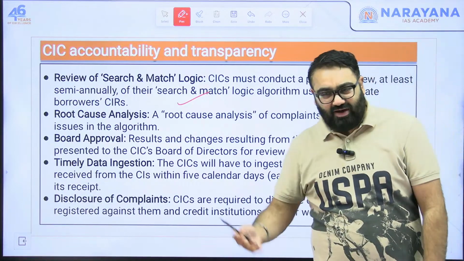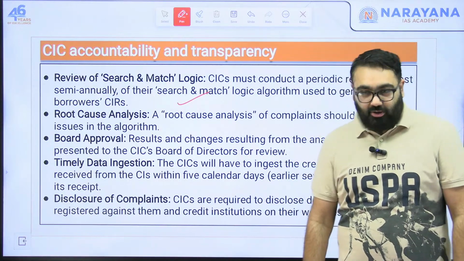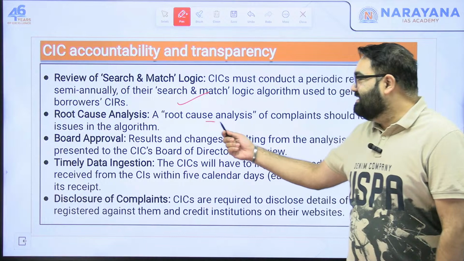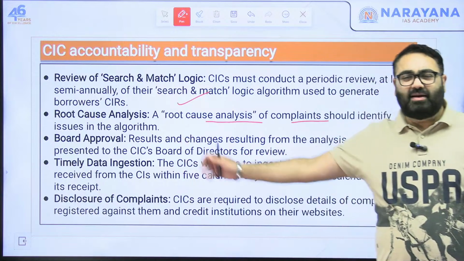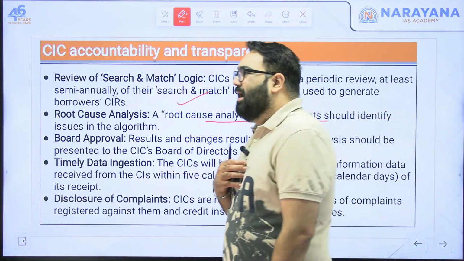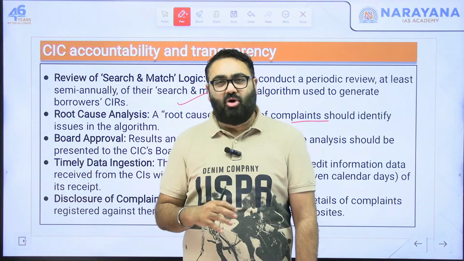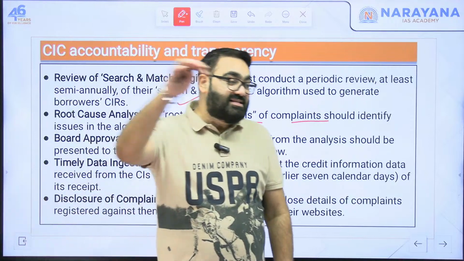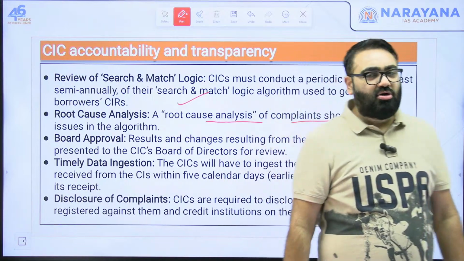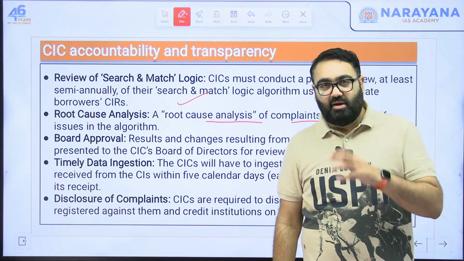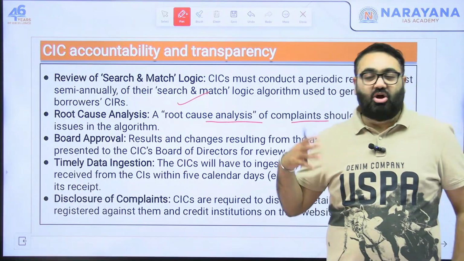They will review this at least once in 6 months, whether your algorithm is working fine or not, whether the information is updated or not. Secondly, root cause analysis will be done. That is, the complaints. A lot of people also file complaints. For example, let's say I have never defaulted on any loan in my life. I have given back all my loans on time without any issue. But even then, let's say in CIBIL, my score is bad. In CIBIL, it might be showing that I have defaulted on a lot of loans. So I will have to file a complaint to them.